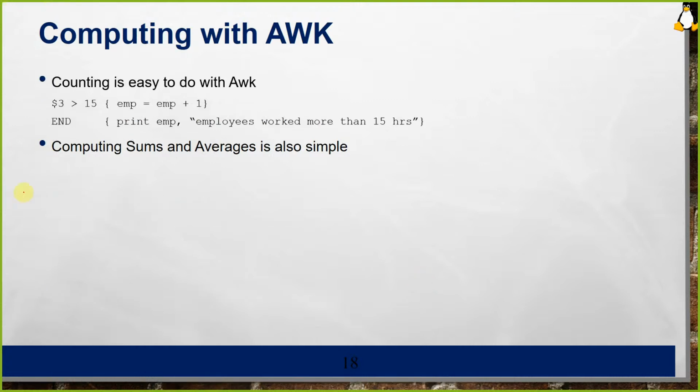Computing with Awk. Counting is very easy to do with Awk, like $3 greater than 15, then emp is equal to emp plus 1, and printf employees worked more than 15 hours. So this is what you are doing. We are conditionally executing. This is a variable, we are incrementing it, and we are conditionally incrementing it for those employees who have worked for more than 15 hours, more than 15 hours.